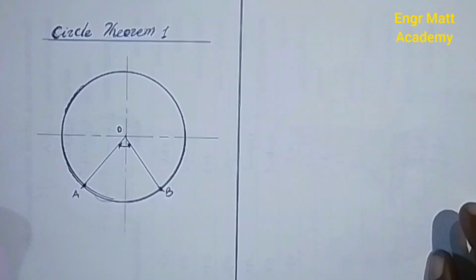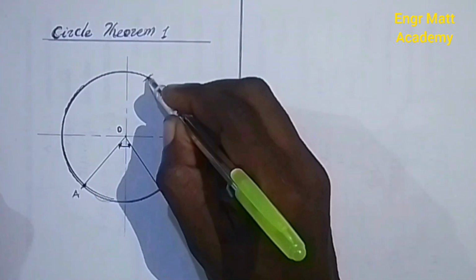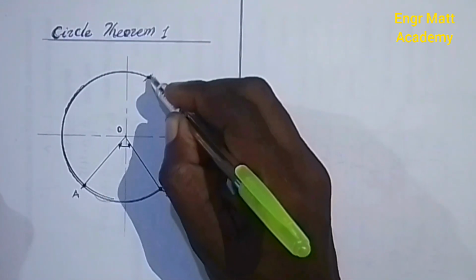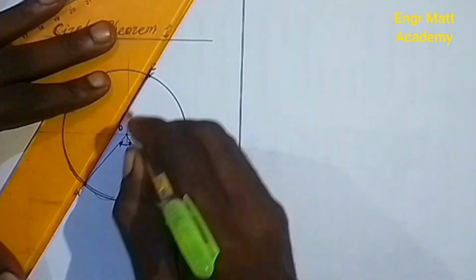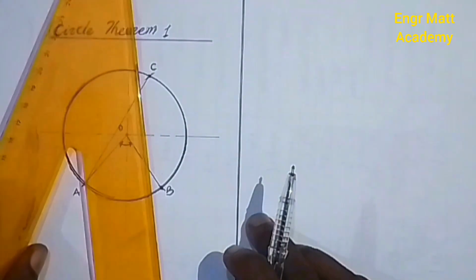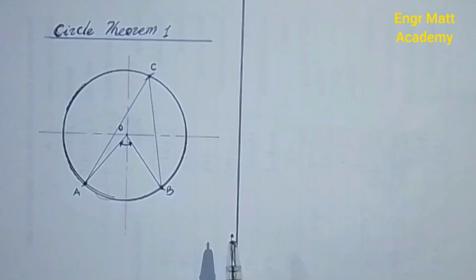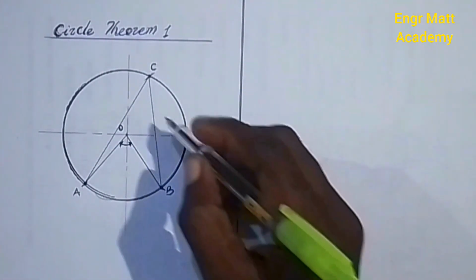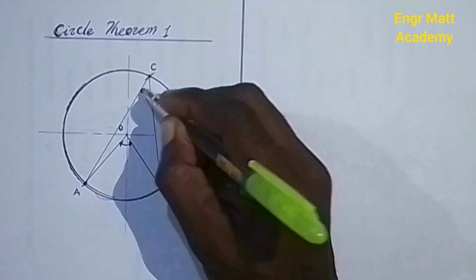Let's also assume there is a 3rd point at the circumference of the circle. And let's call this point C. Let us also draw a line from A to C like this. We will also draw another line from B to C like this. These 2 lines, that is line AC and line BC, will also form an angle at the circumference of the circle.